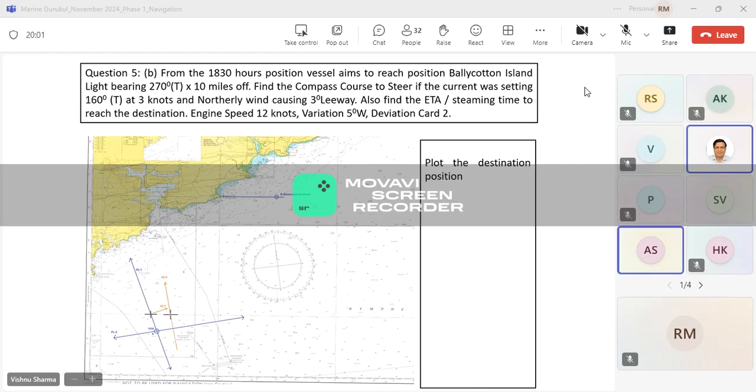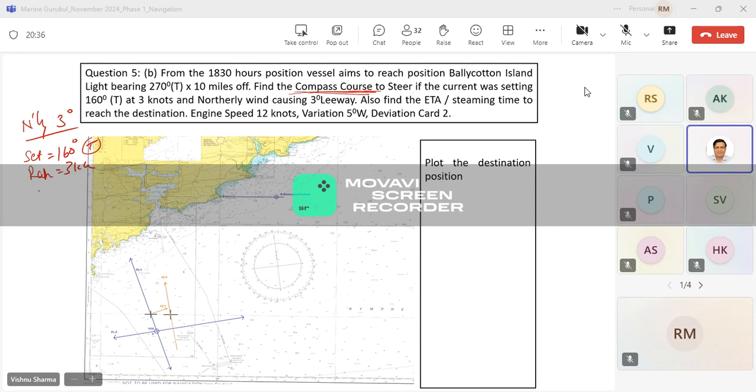Correct. From position A, the vessel has to reach position B. Am I right? Yes, sir. Find the compass course to steer. So you'll have to convert the true to compass the way we learned in the first lecture. Find the compass course to steer. If the current was setting 160 degrees, rate of the current is 3 knots. There is northerly wind, 3 degrees leeway.